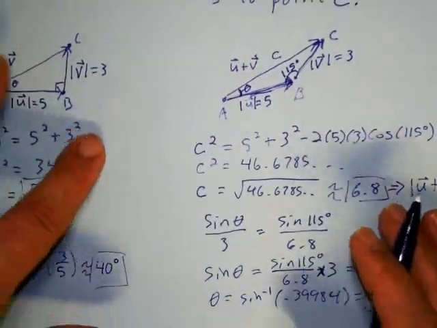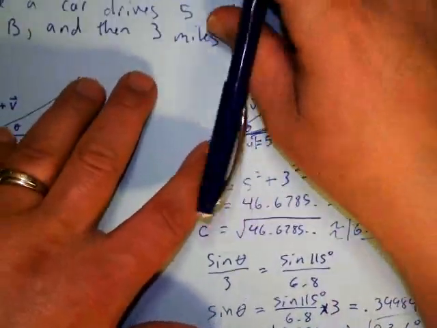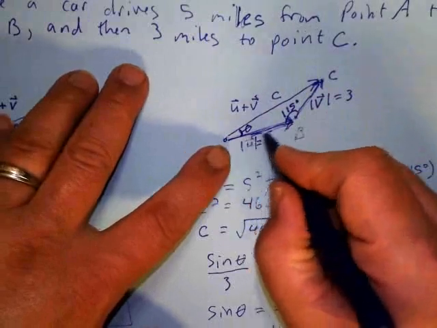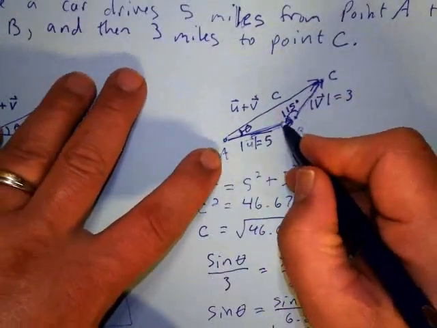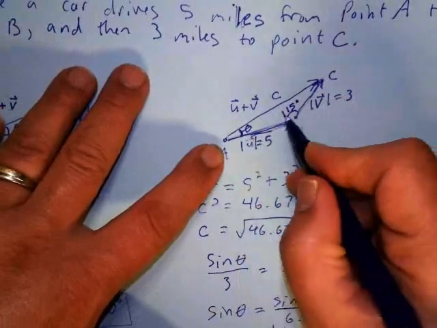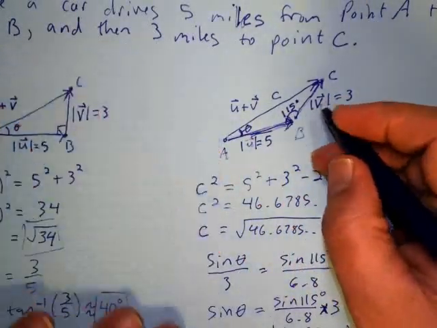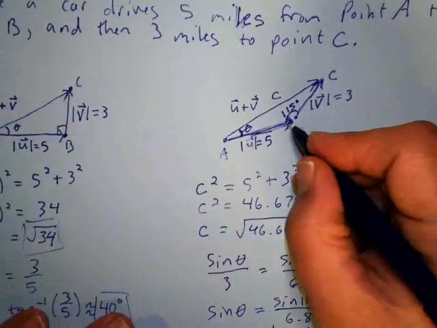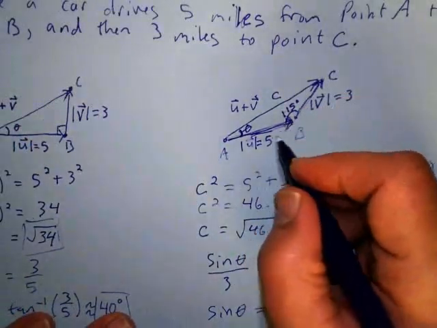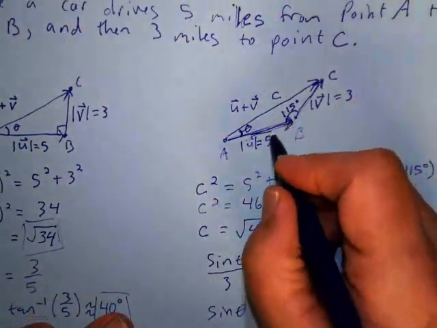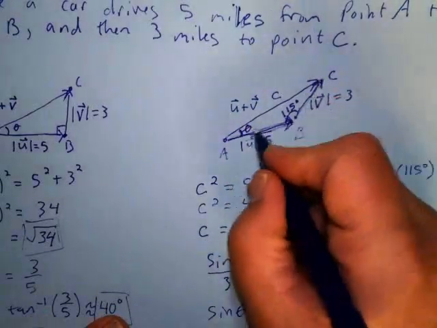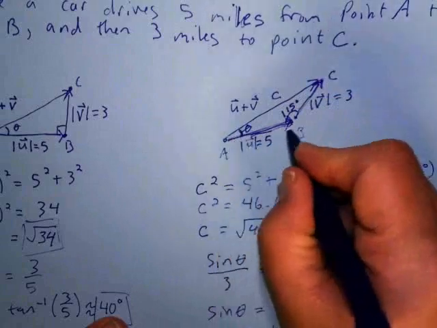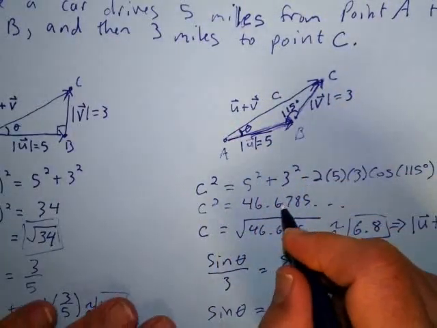Okay, and so that's how these problems are usually given. It's given as two vectors and the angle between them, the magnitudes and the angle between them, and then what you want to do is find the magnitude of the resultant vector and the angle with respect to one of the two vectors.